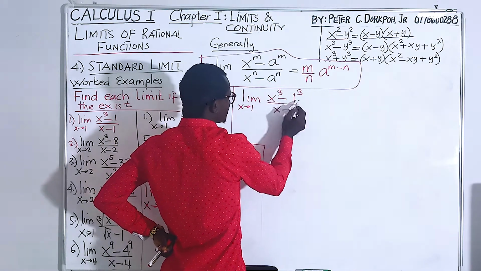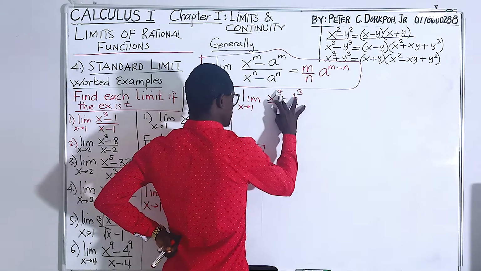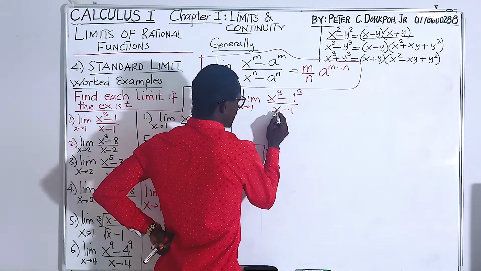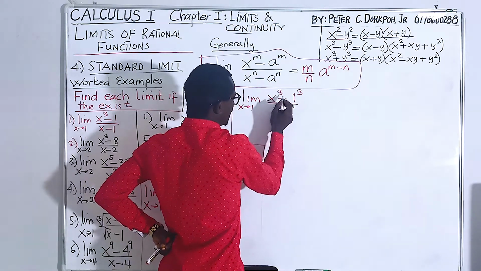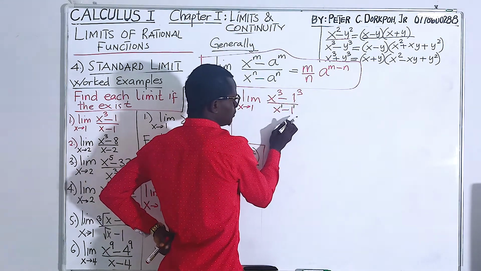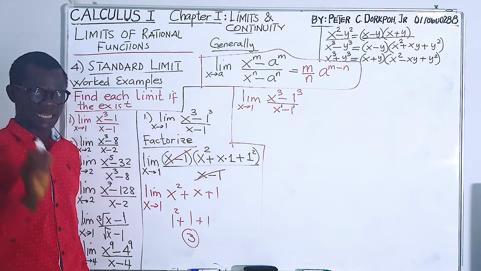Now, are the powers the same within the numerator? You have 3, yes, the powers are the same in the numerator. Are the powers the same in the denominator? Yes, here is 1, here is 1. Do we have a negative in both the numerator and denominator? Yes. So those are all of the basic questions that you must first answer.